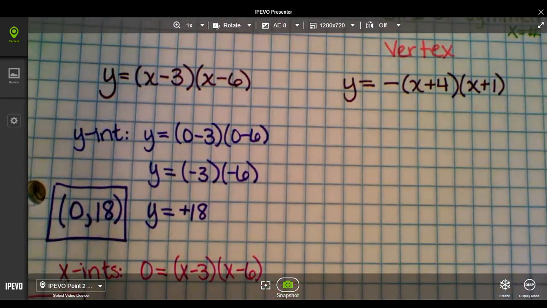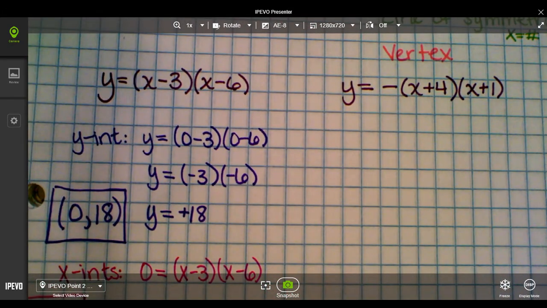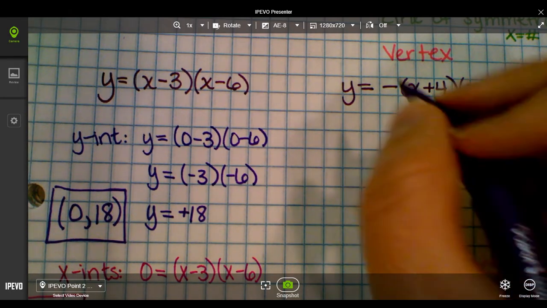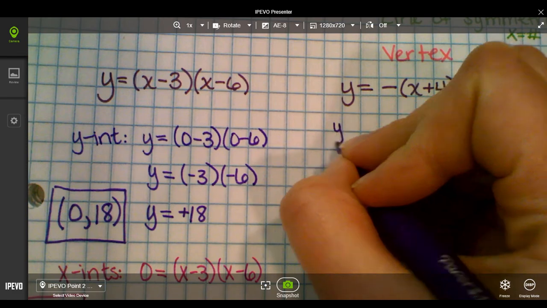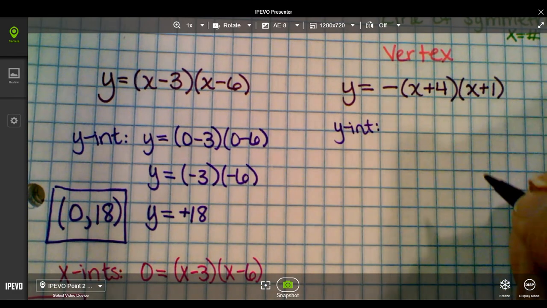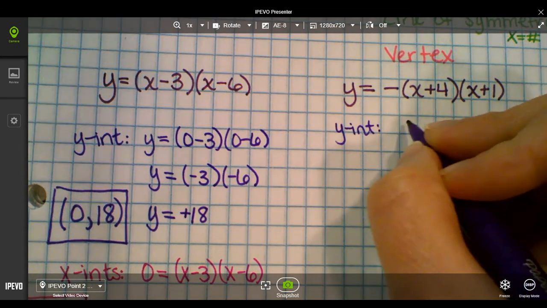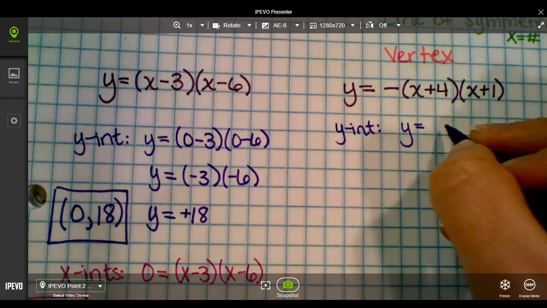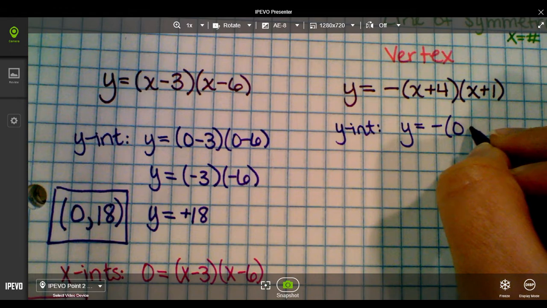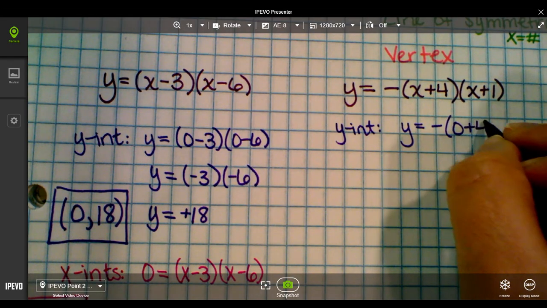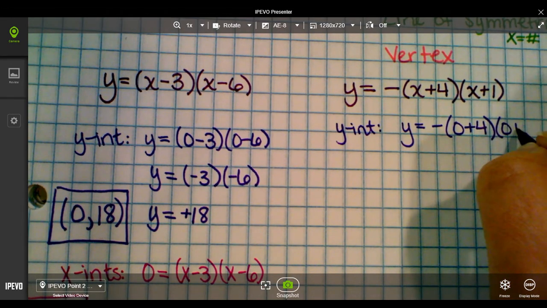We have this one over here. We're going to run through the whole gauntlet of this again. So the first thing that we are going to do is solve for our y-intercept again. And remember, solving for your y-intercept means you're solving for y when x is 0. So the y gets to stay, everything gets to stay except for my x's, which now turn into 0. So I have 0 plus 4 and 0 plus 1.